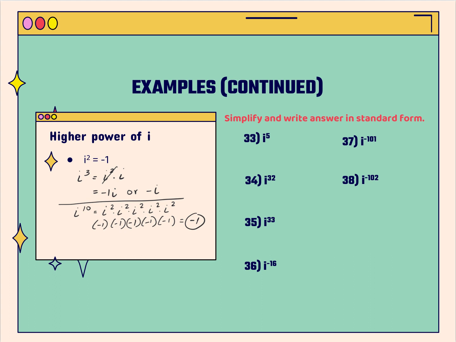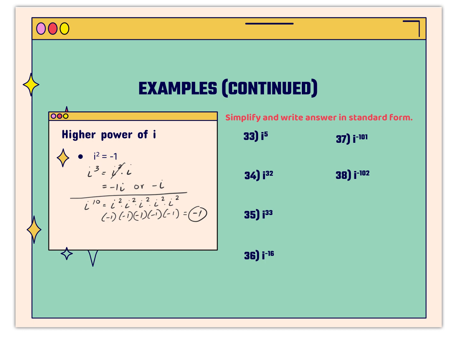So we have to find a way to make this more efficient. This is the way that I do these. For something like i to the 10th, I say, okay, I know i squared is -1. Now, i squared to what power would equal i to the 10th?